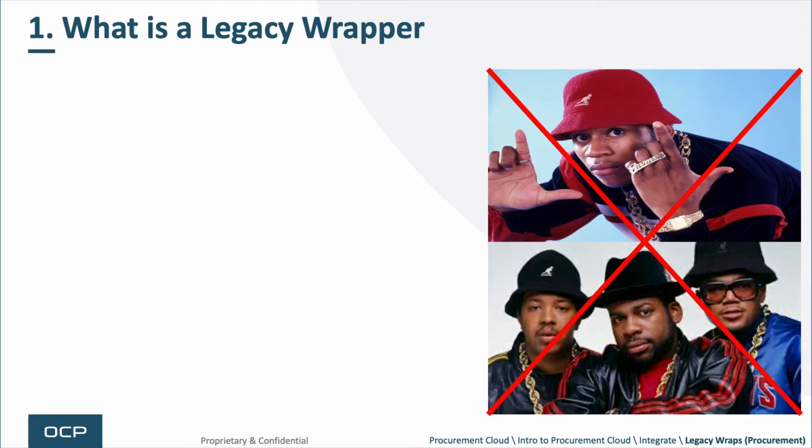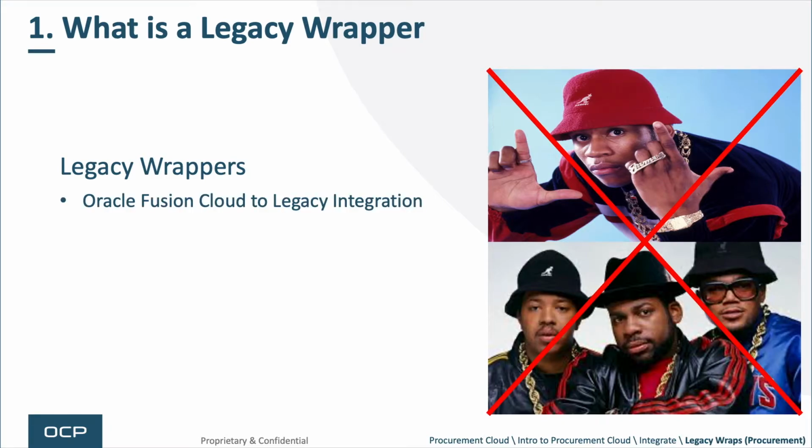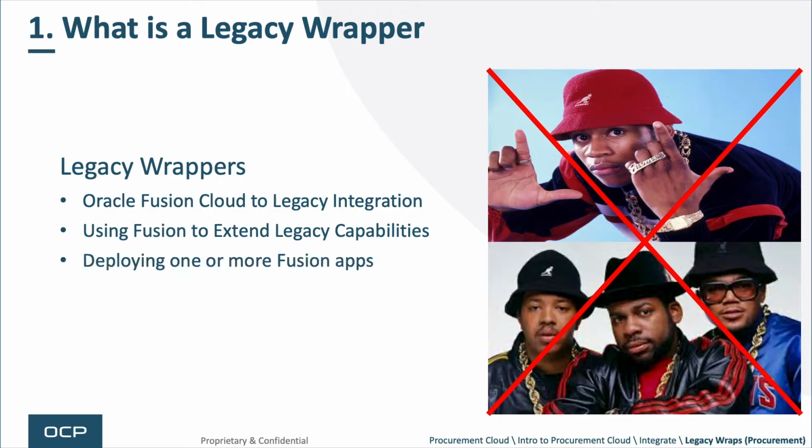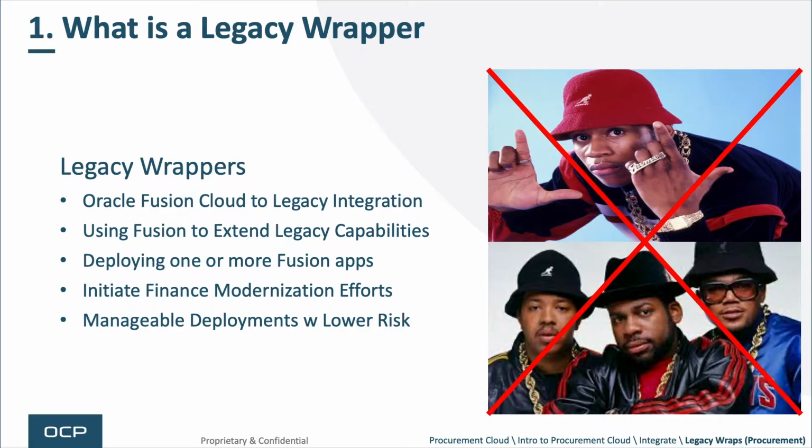So what is a legacy wrapper? Well, it's not LL Cool J or Run DMC. Legacy wrappers are Oracle Fusion Cloud to legacy integrations. They're using Fusion to extend legacy application capabilities, deploying one or more Fusion applications, initiating finance modernization efforts, and doing so in manageable deployments with relatively lower risk.